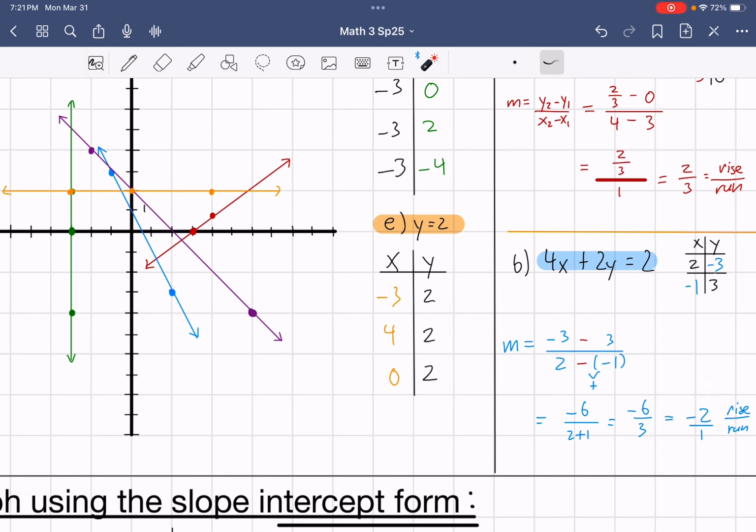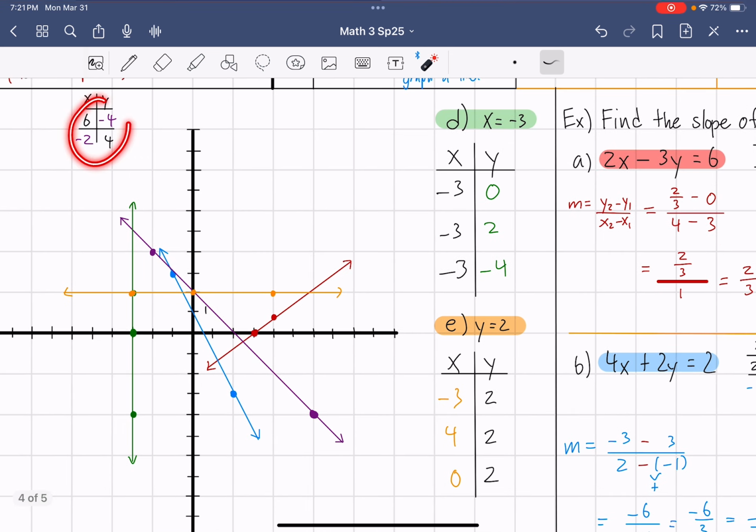Now, I'm not going to do this purple one. You guys can do it. Here are the points. Try it out. But once again, it is going to end up being negative. It's a different type of negative because they're clearly not the same line, but they both do have negative slopes.